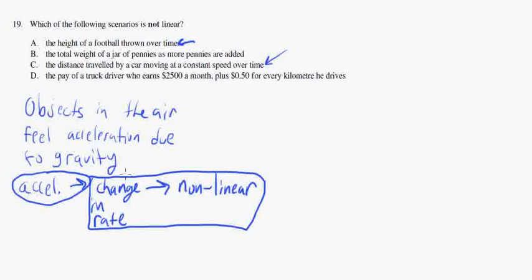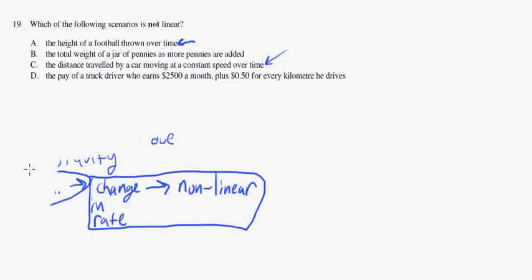Okay, if you know that, then this question is really, really easy, because you automatically know that, well, if the football is thrown in the air, it accelerates, therefore, since acceleration is a change in rate, it is non-linear. Now, if you don't know this, so let's assume that you don't know what this is. You don't know that acceleration is a change in rate, and a change in rate means it's non-linear. If you don't know what that is, then we kind of have to analyze the other answers. So let me just erase this bit here.